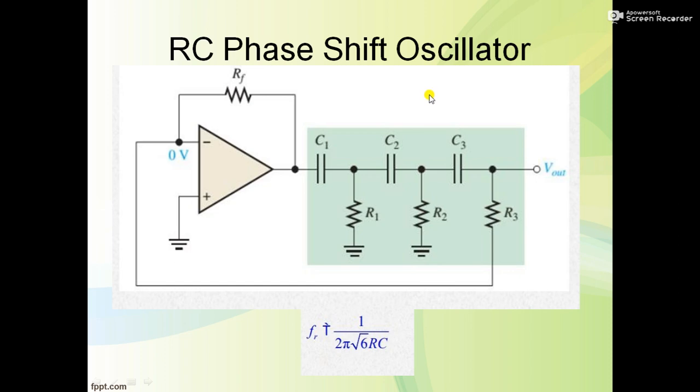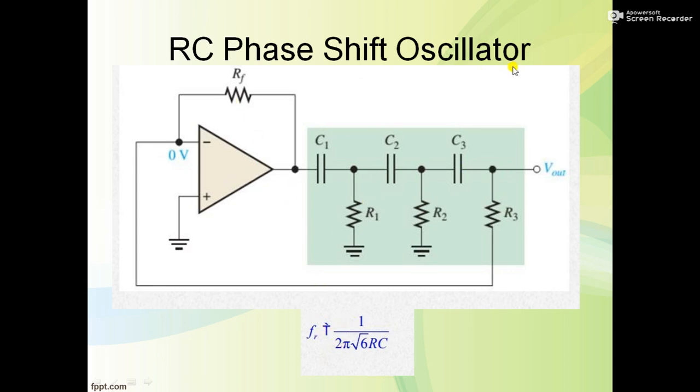According to the Barkhausen criteria for oscillations, the first statement is that the phase shift around this loop must be either 0 degree or 360 degree. Then only it generates the oscillations. Whatever output signal comes after this network is again fed back to the input side, and then the process continues.